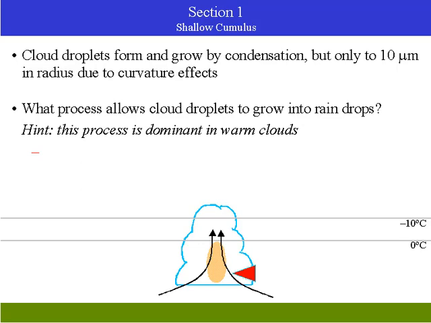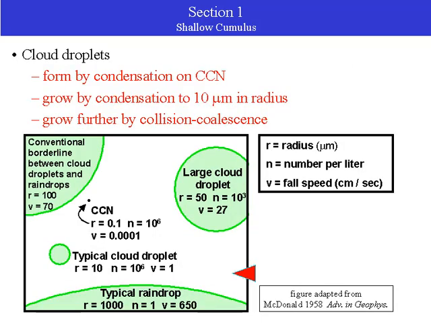Cloud droplets form and grow by condensation, but only to about 10 micron radius due to curvature effects. What process allows these cloud droplets to grow into raindrops? We give a hint here and we say that this process is dominant in warm clouds. And the answer is collision and coalescence. So small cloud droplets only grow to 10 microns by condensation, and beyond that they need the collision and coalescence process to continue growing.